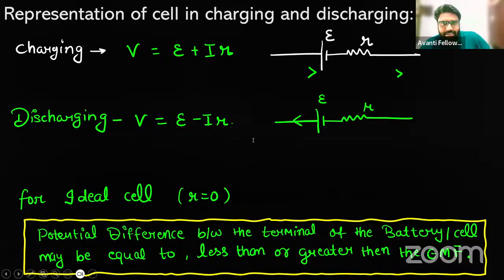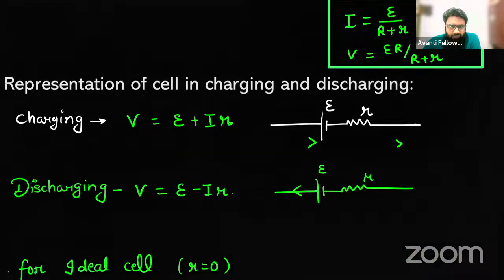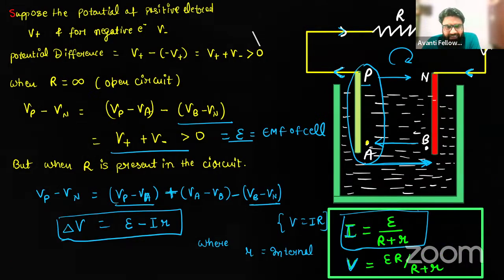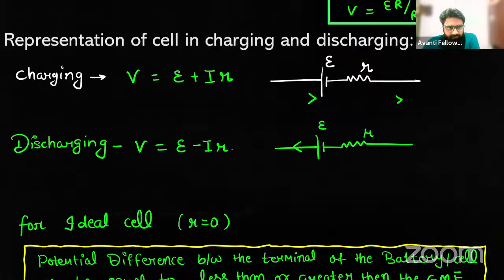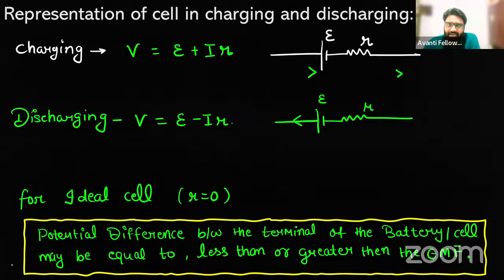Without R there is no flow of current. Why is there no flow of current without R? I didn't get what you are saying. Could you please ask it very clearly, or you can unmute yourself and then ask. You are asking that when R is not there, then also the current will not flow.